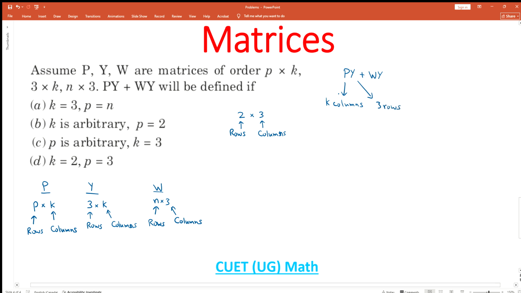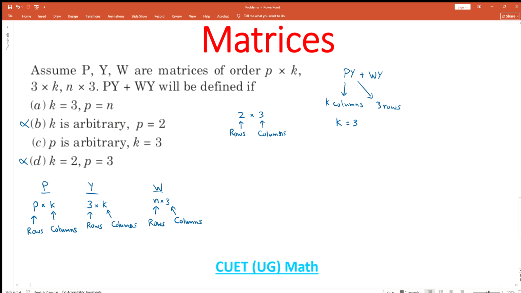So as I mentioned earlier, the number of columns in matrix P should be equal to the number of rows in matrix Y. That means K should be equal to 3. In the given answer choices, K is equal to 3 in options A and C. That means options B and D cannot be the answer, so they are out.